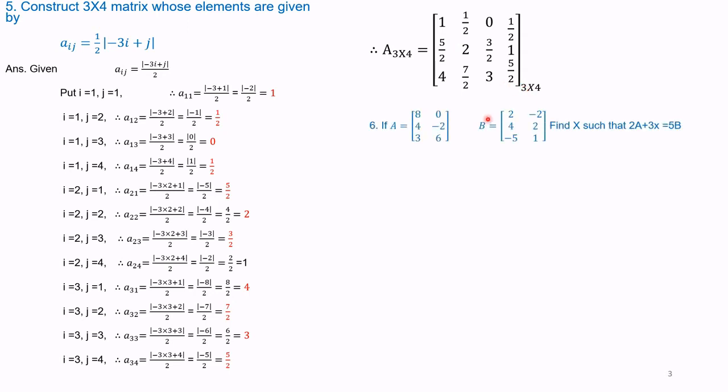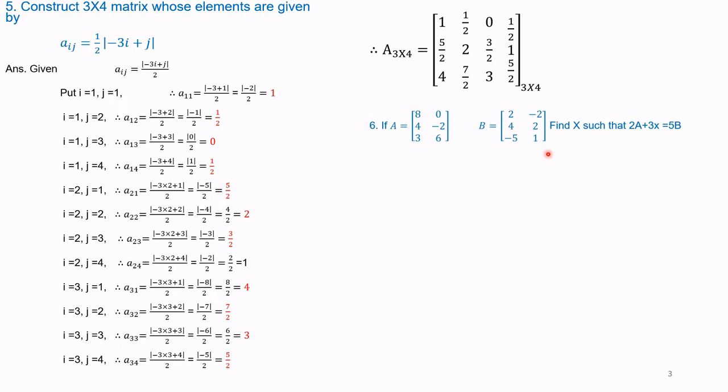Next question, question number 6. If A is equal to the matrix 8, 0, 4, minus 2, 3, 6, and B is equal to 2, minus 2, 4, 2, minus 5, 1 within square brackets. Find x such that 2A plus 3X is equal to 5B. Please see here, the matrix A is 3 by 2, 3 rows and 2 columns. B is also 3 rows, 2 columns. Hence, we can do additions.